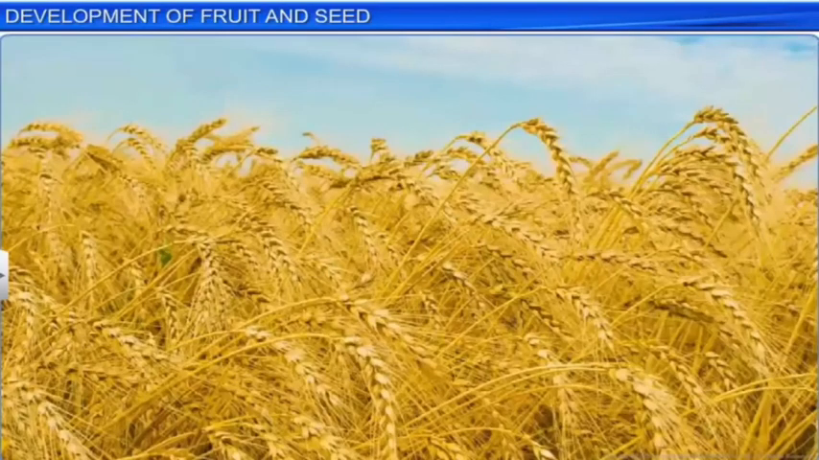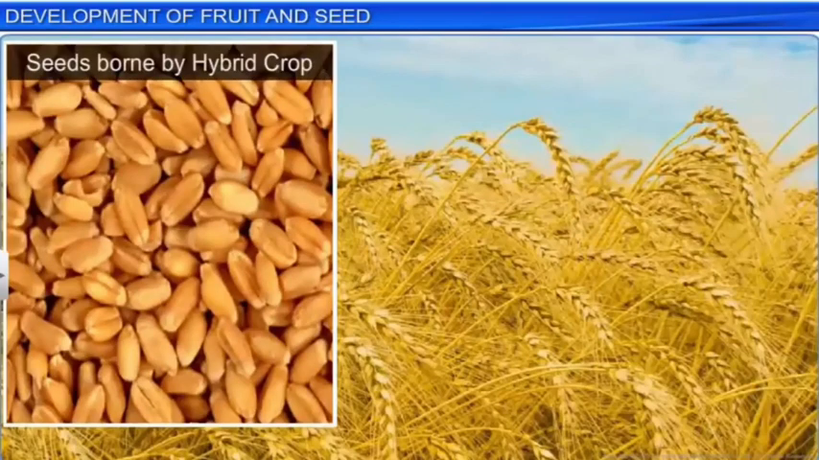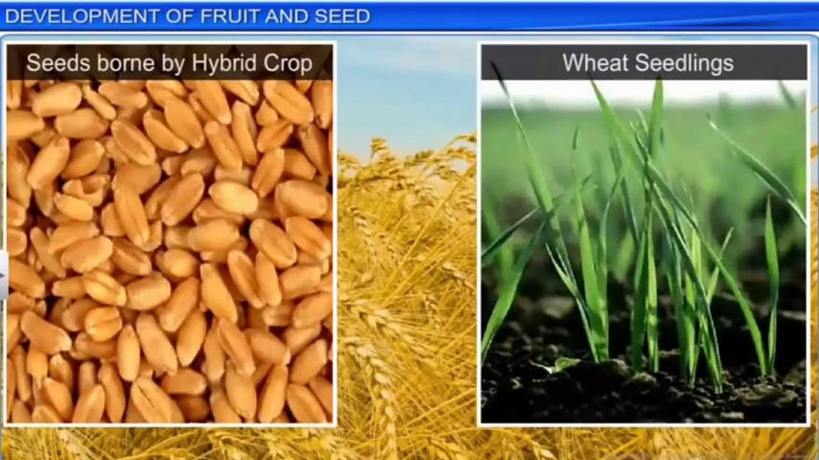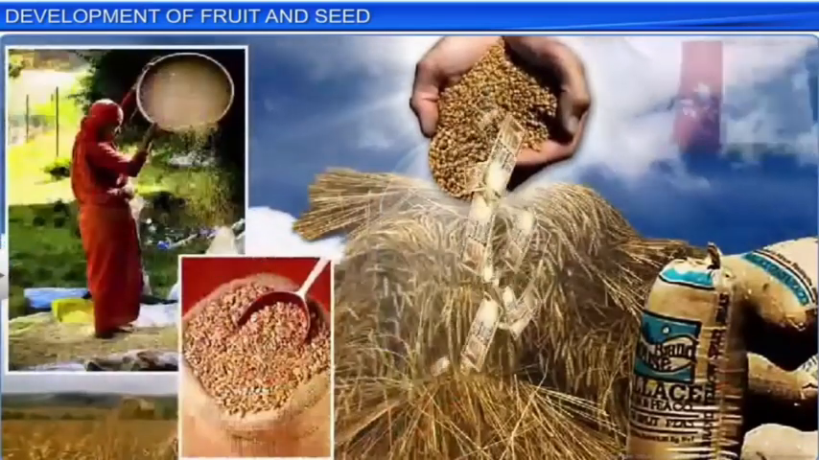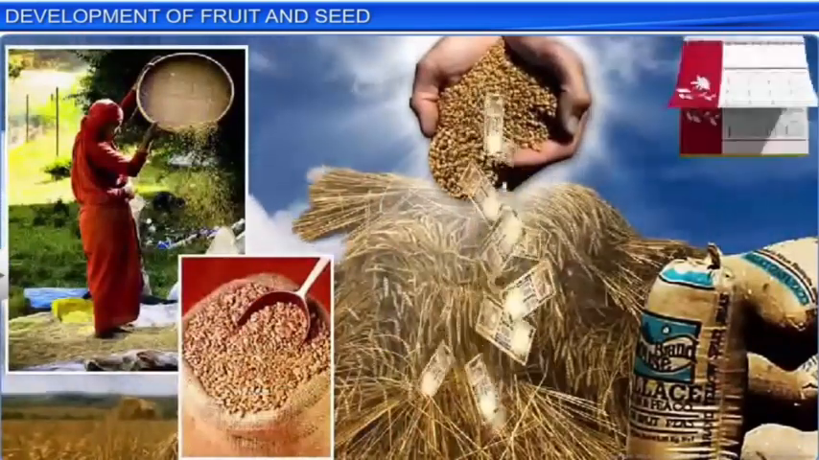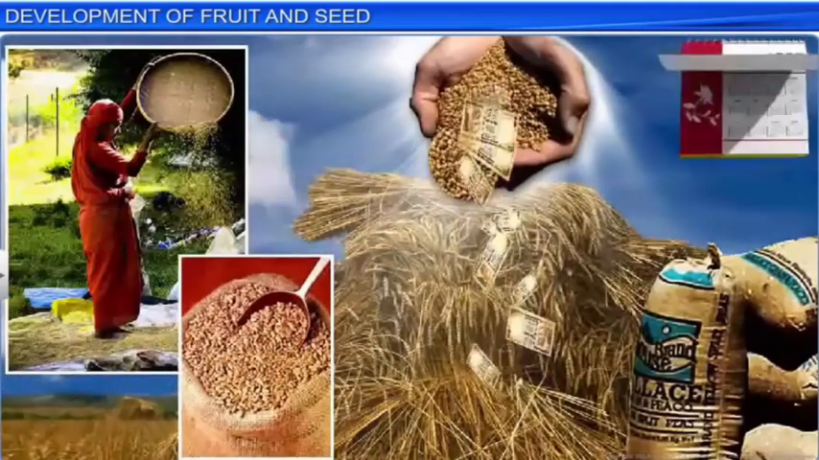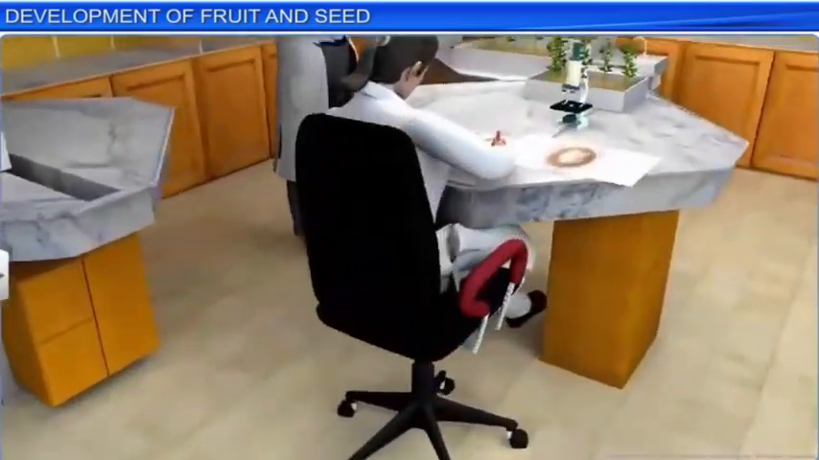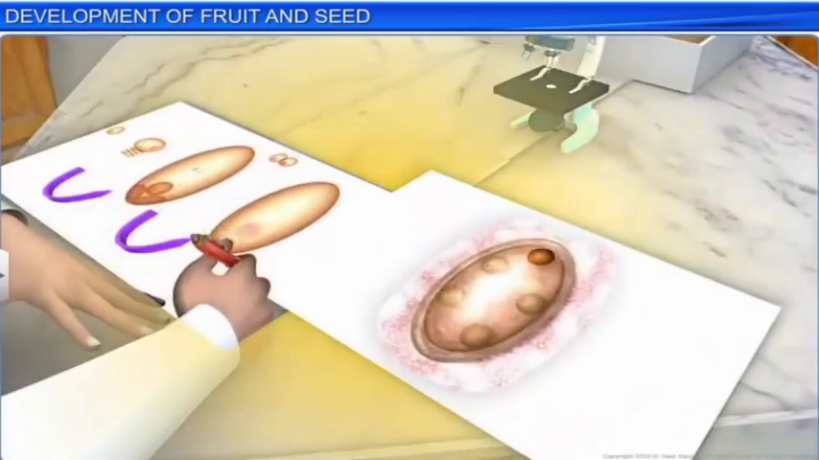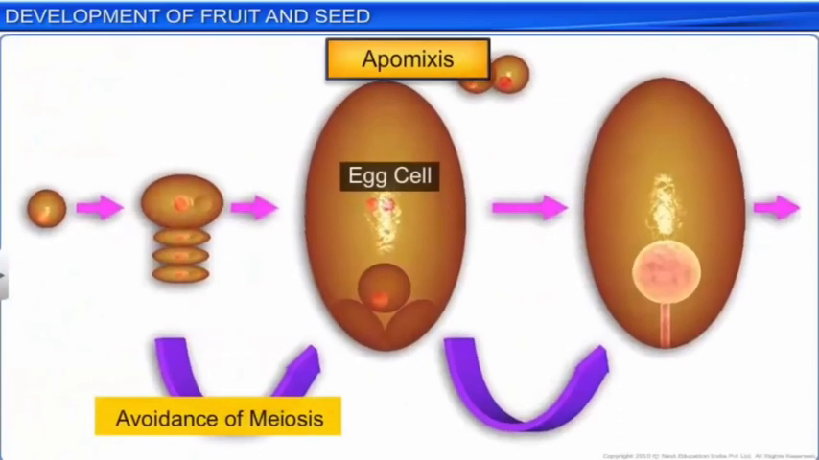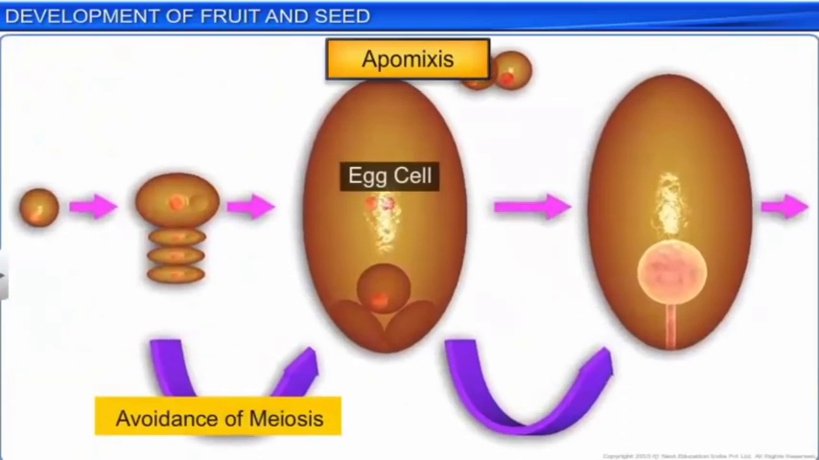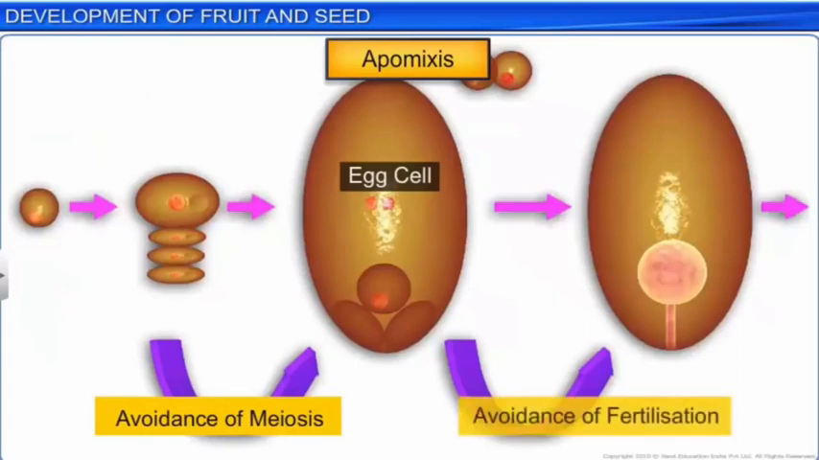However, when seeds born by hybrid crops are sown, the seedlings do not exhibit the hybrid characters due to the segregation of characters. This forces farmers to purchase new hybrid seeds year after year, which is an expensive affair. To address this problem, botanists are trying to understand the genetics of apomixis and transfer apomictic genes into hybrid plants. Apomixis is a form of asexual reproduction in which the seeds or embryos are formed without fertilization.